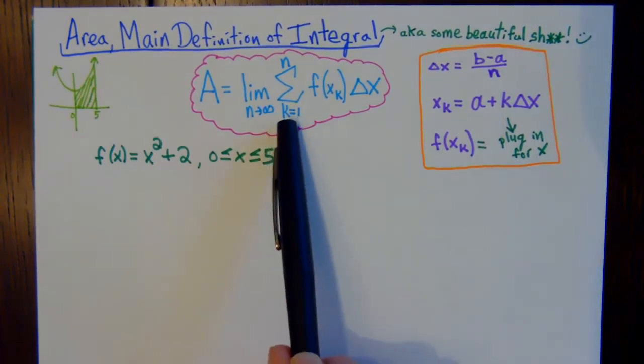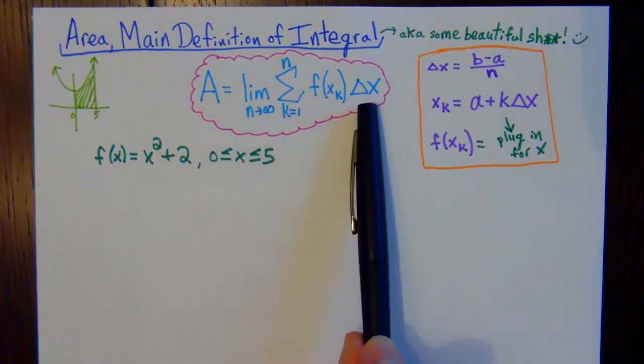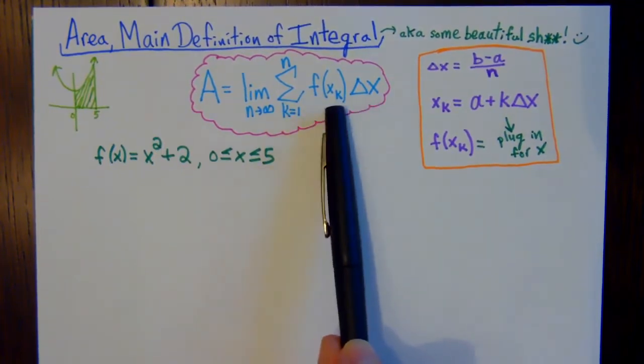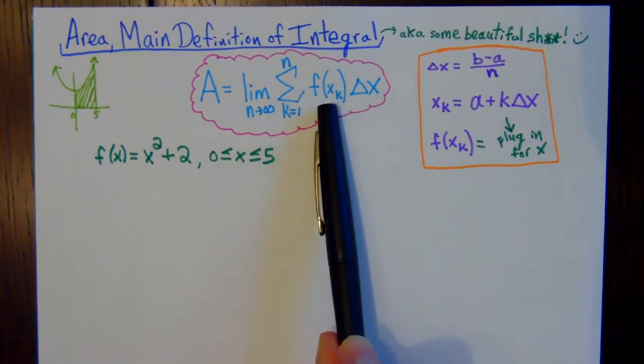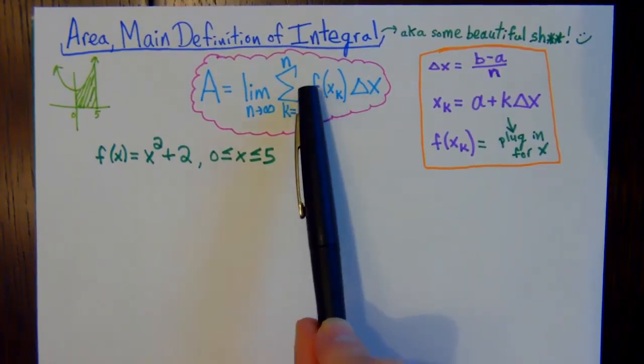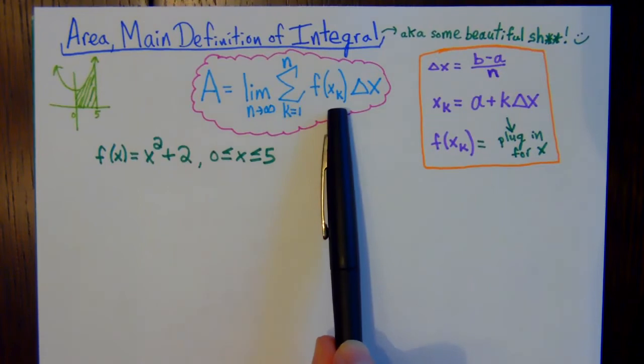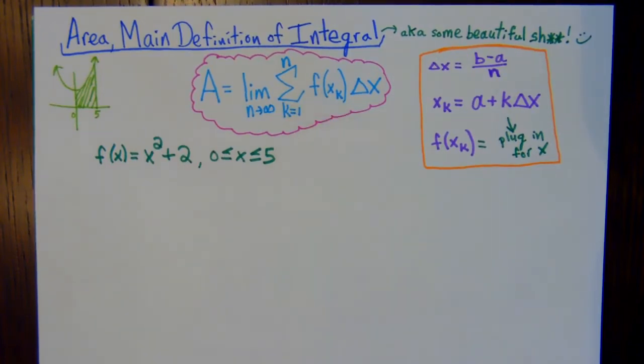So in this main definition, this is the delta x, the width of a rectangle. This is f of x sub k, the height of the rectangle. So when we do base times height, that gives you the area of one of those rectangles. The summation notation is going to add up each one of those areas of the rectangles. And then what calculus says is, it doesn't matter if we have 30 rectangles or 50 rectangles. Let's talk about what this limit is going to do.